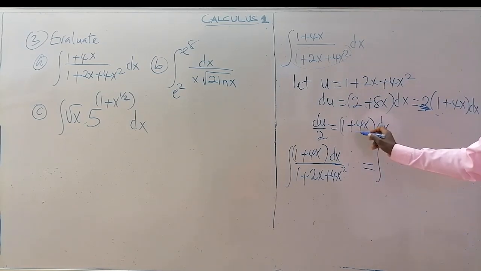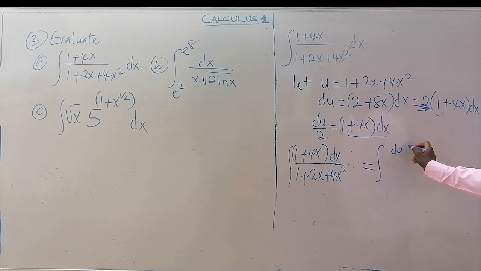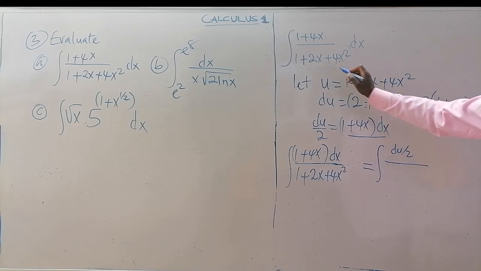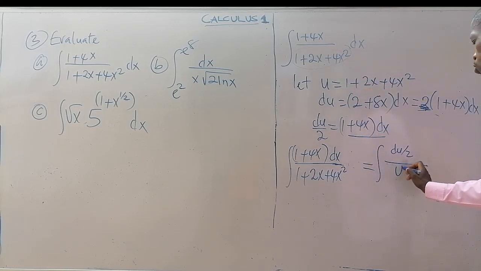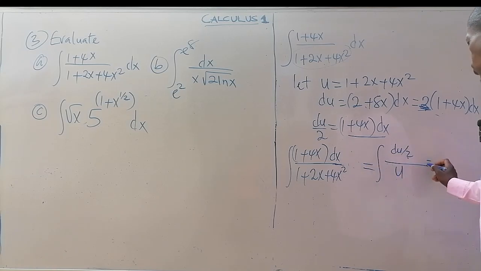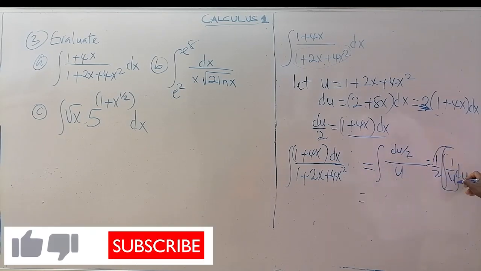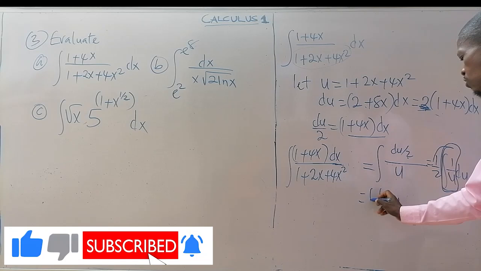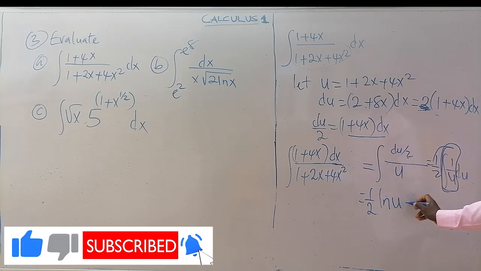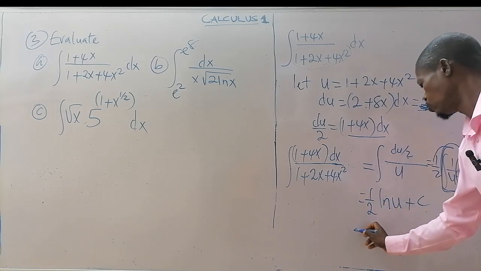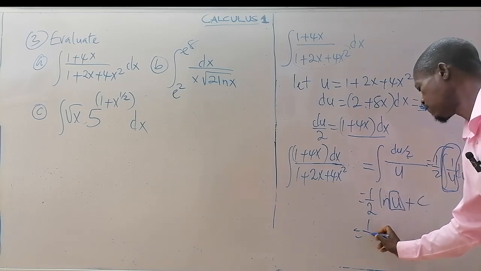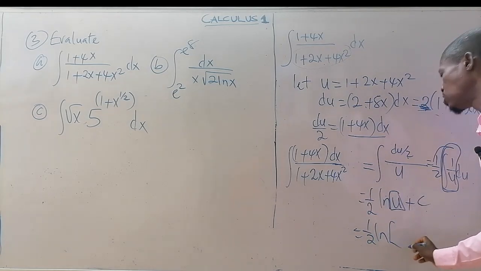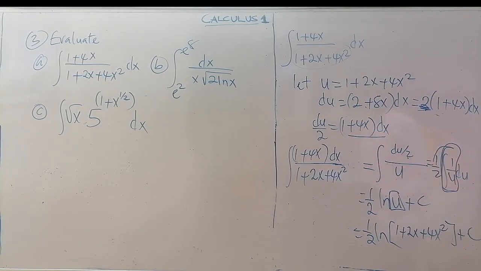So we now have du over 2 all over the denominator. What is the denominator? It is u. These 2 can go outside, and that will be 1 over 2, integral of 1 over u du. The integral of 1 over u is ln of the function. Don't forget your half here. Plus c. And finally, you can return the u back, and that will be half ln of my u. That finished the a part.